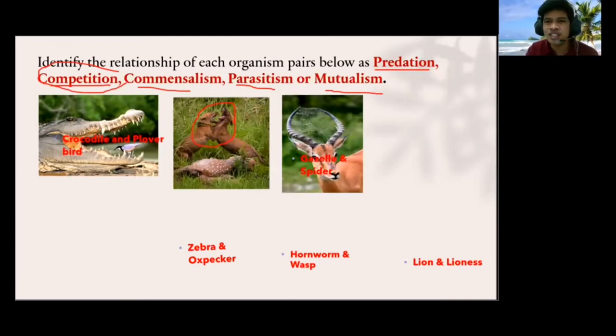Are they harmed? Gazelle and the spider. I'd like to call Q. Hello, Q. Number three, Q. Gazelle and the spider. What kind of relationship is this, Q? Hello, Q. Choose from commensalism, parasitism, or mutualism. Okay, because this is a symbiotic relationship.